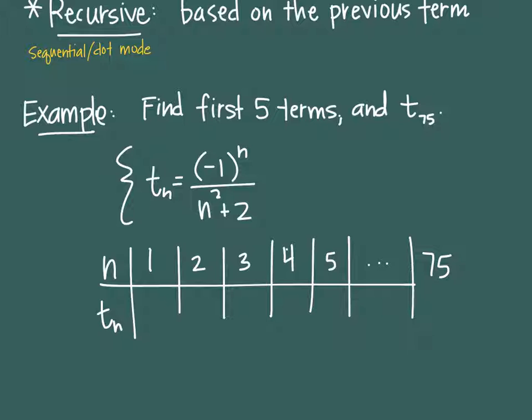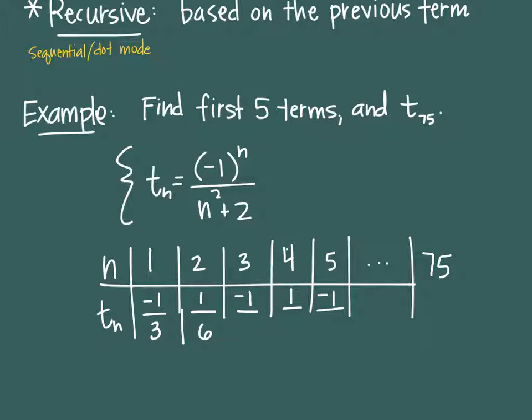So when I plug in the number 1, my numerator will be -1. My denominator will be 3. When I plug in the number 2, my numerator will be +1, and the denominator will be 6. What's the next numerator going to be? Okay, and the next numerator after that, +1, and the next numerator after that, -1.